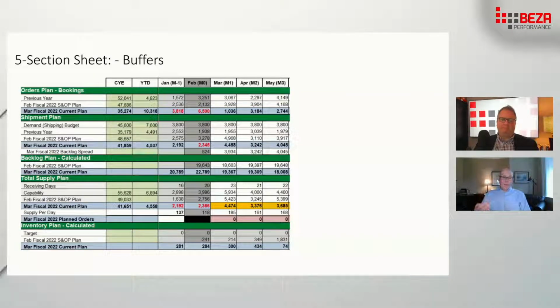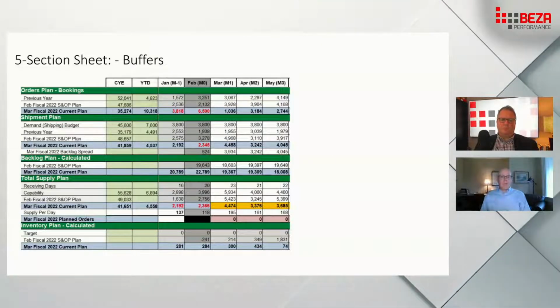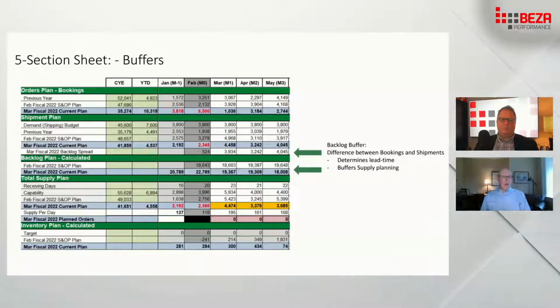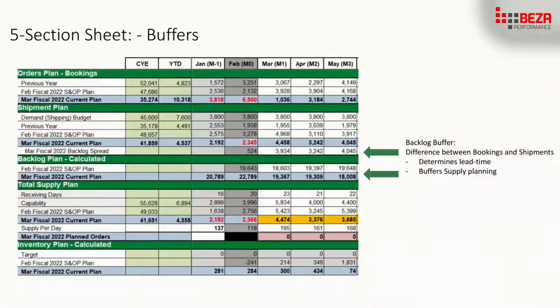So we have our bookings, which is, as we said, accountable to sales. And we've got our shipments, which is our plan of what we can actually produce. The difference between those is my backlog, and backlog is a buffer. It's the difference between bookings and shipments. So if I book more than what I ship, that backlog is going up. Fairly obvious, right? So in a month, if I book more than what I've shipped, backlog is going to increase.